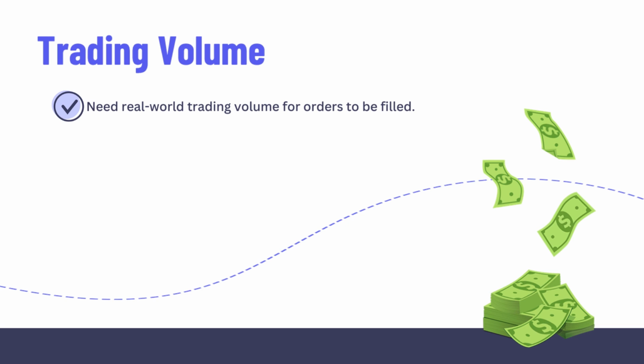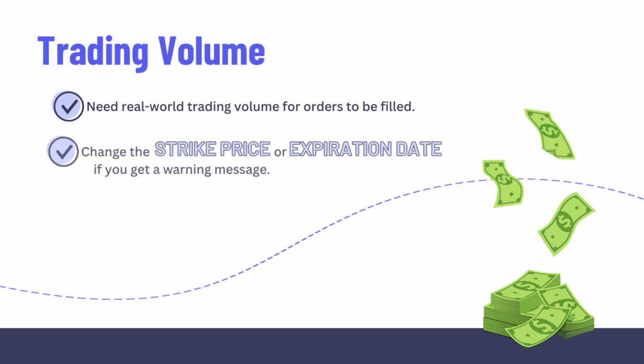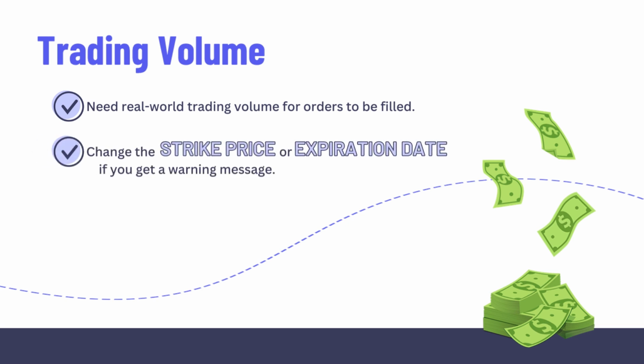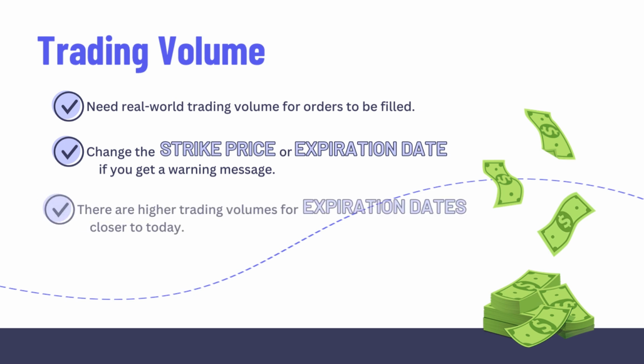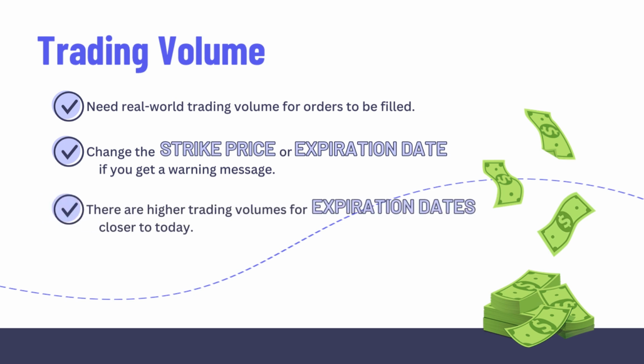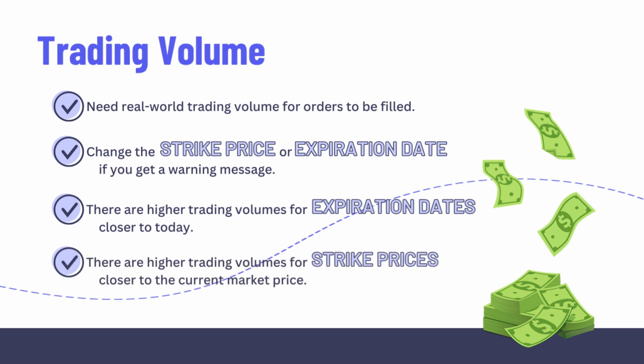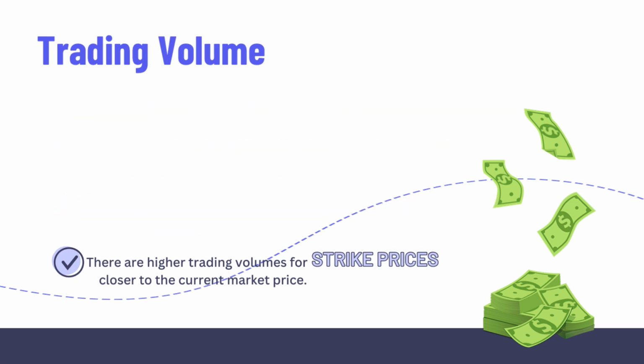Keep an eye on any warning messages that appear. If you see a warning message, you'll need to choose a different strike price or expiration date that has more trading activity. The closer to today the expiration date is that you choose, the more likely there will be enough trading volume to complete the order. Choose a strike price that is close to the current market price to get the most trading volume.